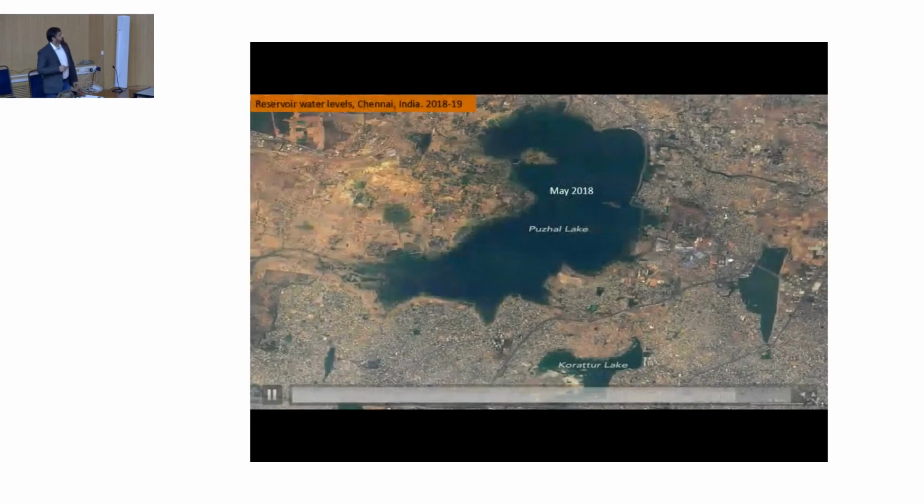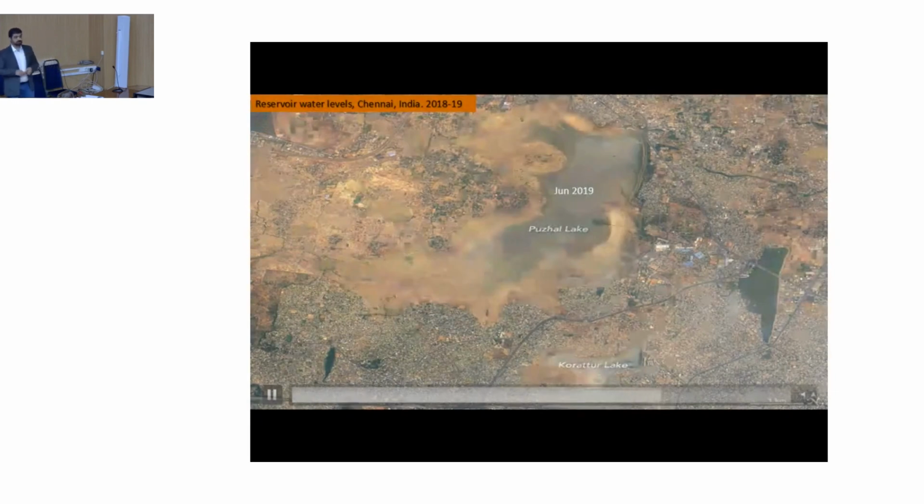This is a lake feeding one of the major cities in India. This was in May 2018, and within 1 year, it is completely dry. Okay. So if we were regularly monitoring, we would be aware that the situation is going to happen. But unfortunately, we were not.